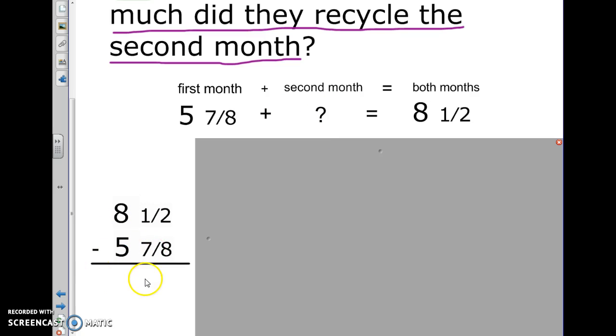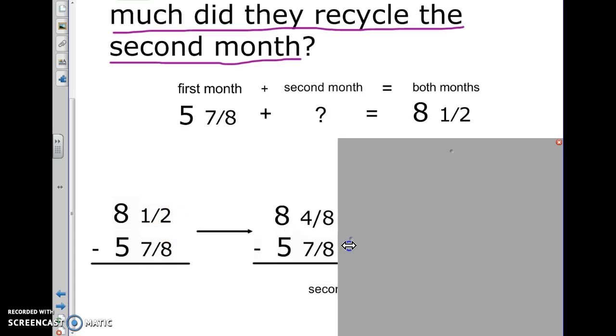I'm going to do subtraction to find the difference, and I'm going to do 8.5 minus 5 7/8. Of course, I can't subtract eighths from halves, right? I need to find a common denominator. So I know that 8 is a multiple of 2 and a multiple of 8. So the only question really here then is, how many eighths is 1/2? And I know that 4 is half of 8. So 4/8 is the same as 1/2. So this is the same problem here. So we have 8 4/8 minus 5 7/8.